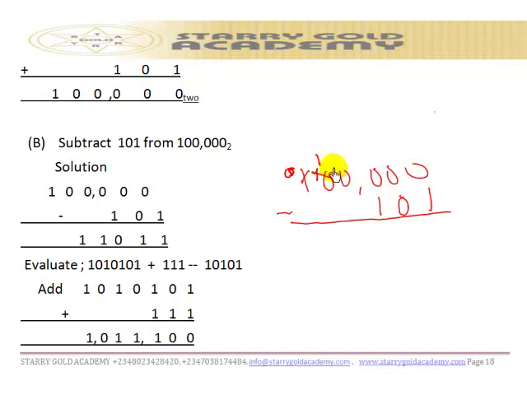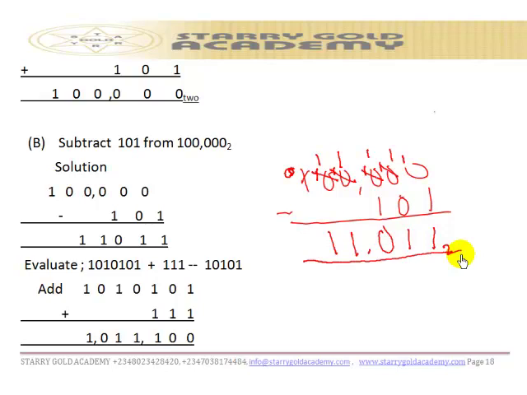Some becomes 10. Borrow 1 from 10, that's 2, becomes 1, some becomes 10. So you have 10 minus 1, 1. 1 minus 0, 1. 1 minus 1, 0. We have 1 and then 1. So this is how to subtract in base 2.